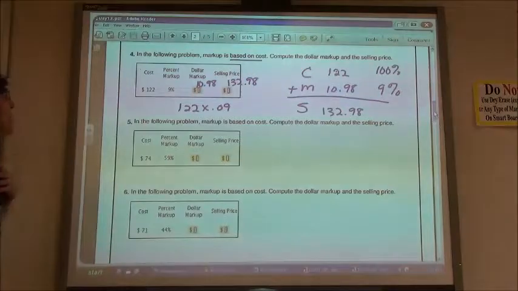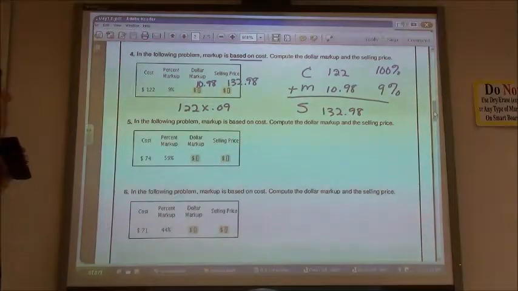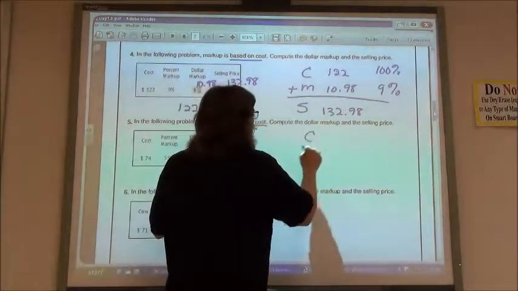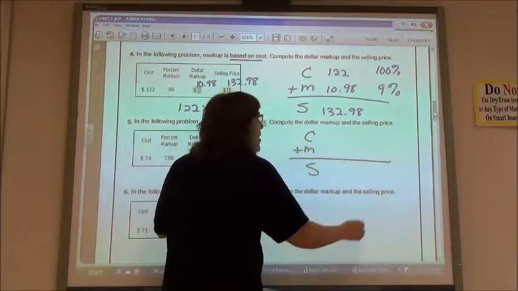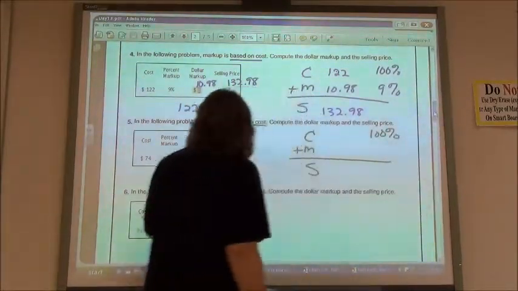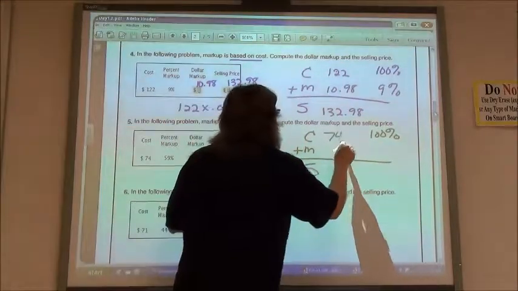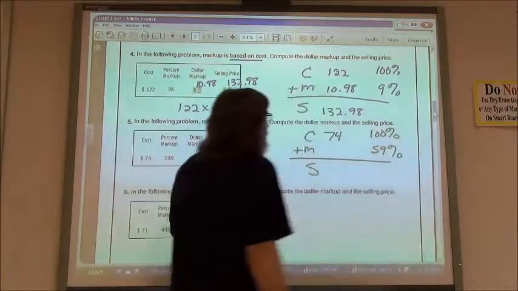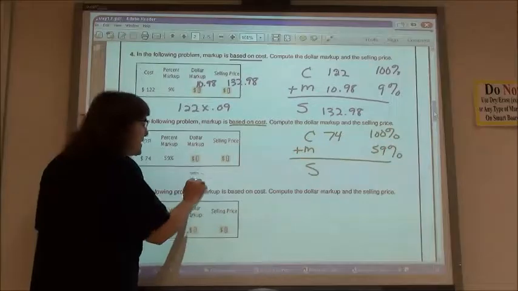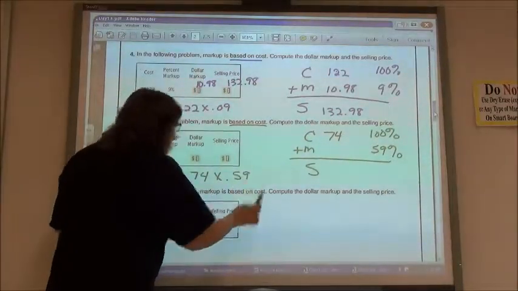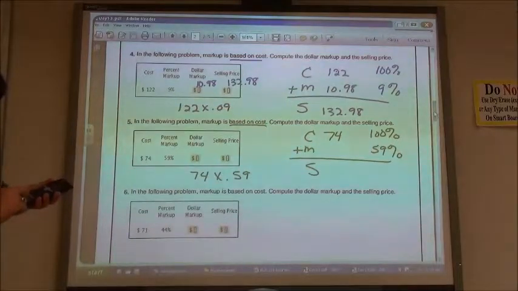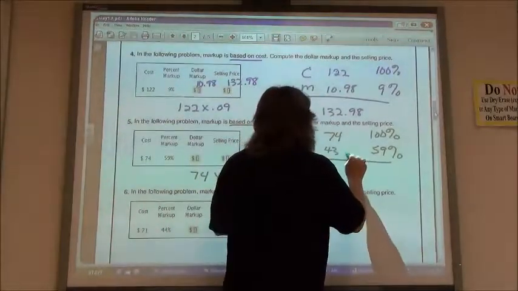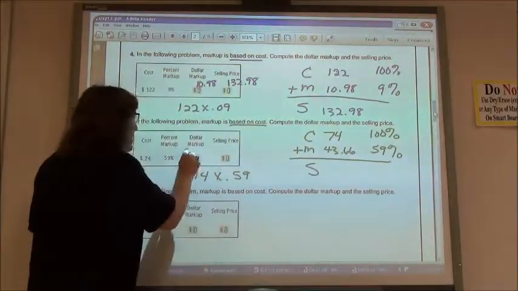So on number 5 here, in the following problem, the markup is based on the cost. Again, we're going to compute the dollar markup and the selling price. So we know our cost plus our markup is equal to our selling price. Our 100%, our base is on the cost. The cost is $74. The markup percent, 59%. So to find the dollar amount of the markup, we're going to say $74 times 59%. So if I take $74 times 59%, $43.66. So my dollar markup, $43.66.